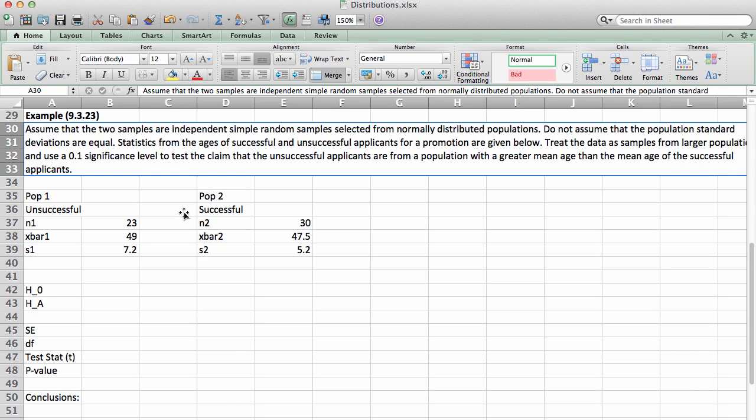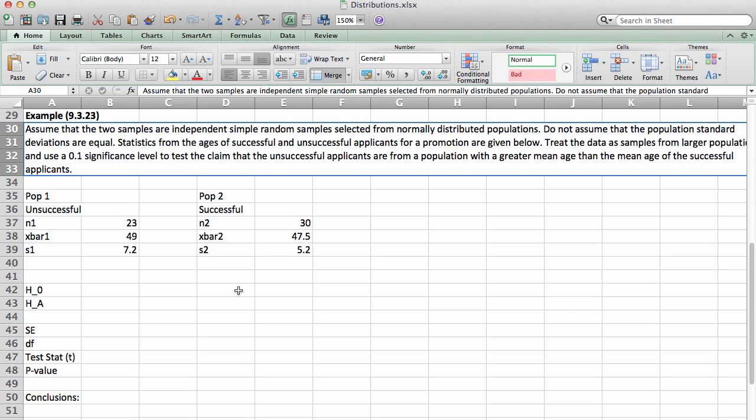In this example I'll be looking at a hypothesis test for the difference between two independent means. The problem says, assume that the two samples are independent simple random samples selected from normally distributed populations. Do not assume that the population standard deviations are equal. Statistics from the ages of successful and unsuccessful applicants for a promotion are given below. Treat the data as samples from larger populations and use a significance level of 0.1 to test the claim that the unsuccessful applicants are from a population with a greater mean age than the mean age of the successful applicants.